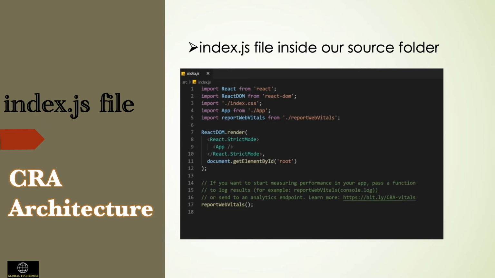If you see clearly, it is taking our app component and rendering it to the DOM, and it is rendering our app component inside the div with id root as discussed earlier. We have logo.svg which is being used inside our app component. We also have reportWebVitals, which is a performance file.